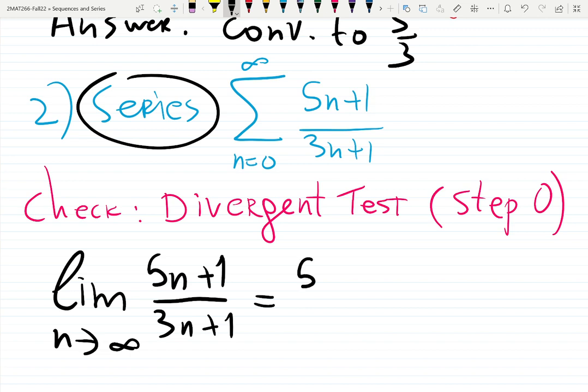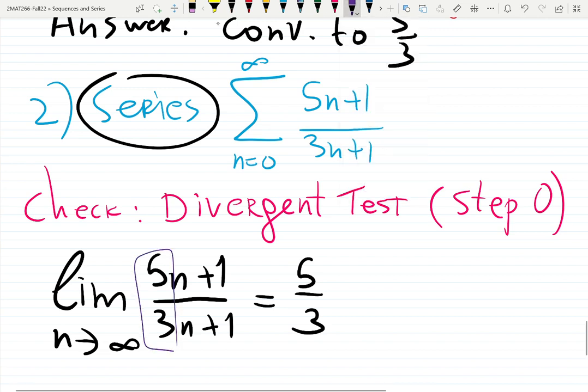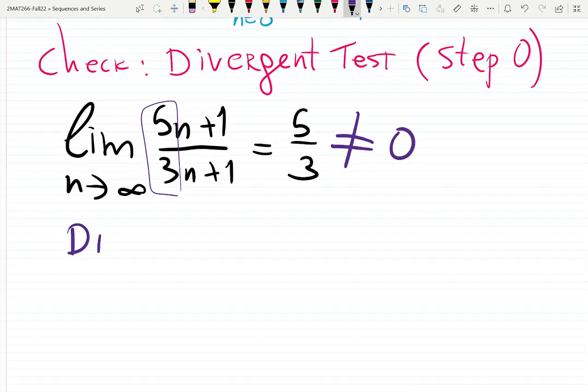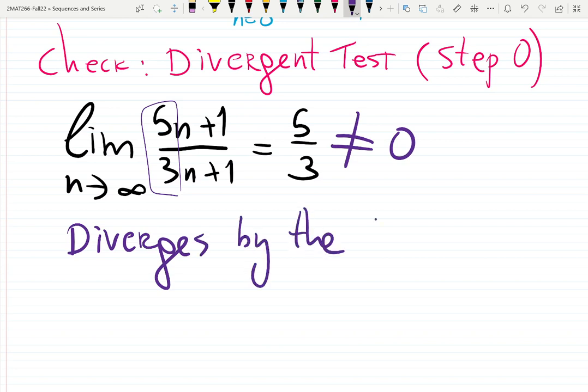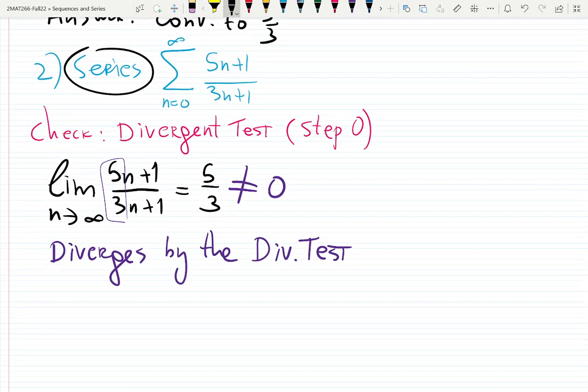It is 5/3. Nothing changed, okay? It's still 5/3. But the most important thing is not the number. What's important is that it is not 0. Diverges. Diverges by the divergence test, and you move on to another problem. Does it make sense? That's the number one thing I want to show you. Some tests make sense, are fast and convenient, but you just need to know not to waste your time too much on this.